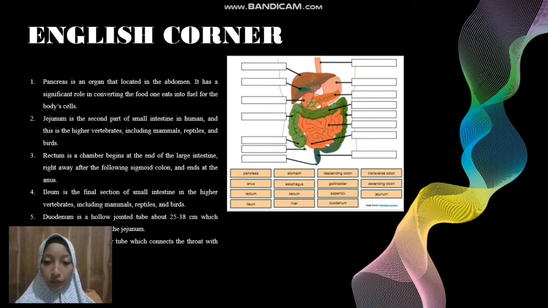Kemudian the fifth is duodenum, is a hollow jointed tube about 25 until 38 centimeters and so on ya. Jadi di duodenum ini tabung bersendi berlubang sekitar 25 sampai 38 cm yang menghubungkan lambung ke jejunum. So, itu jejunum itu tabung yang bersendi berlubang yang itu berhubungan ke jejunum. Jejunum itu tadi adalah bagian kedua dari usus kecil manusia.